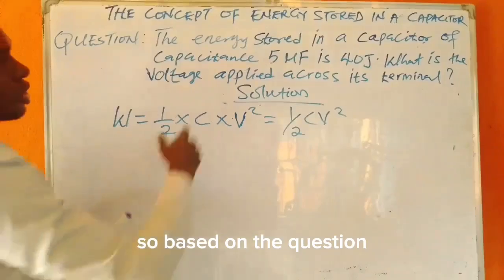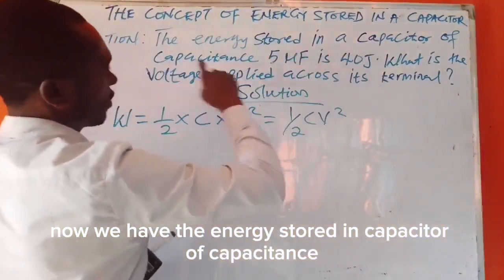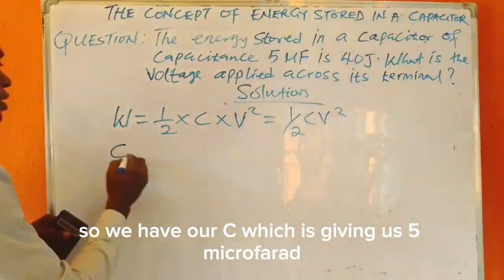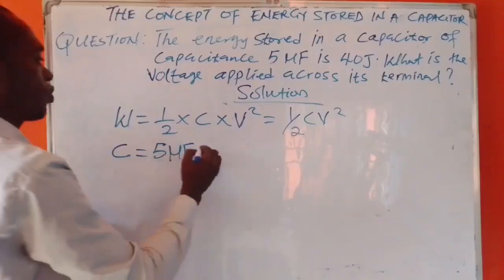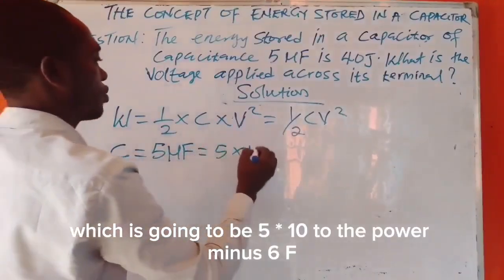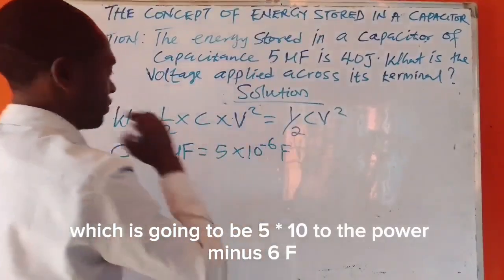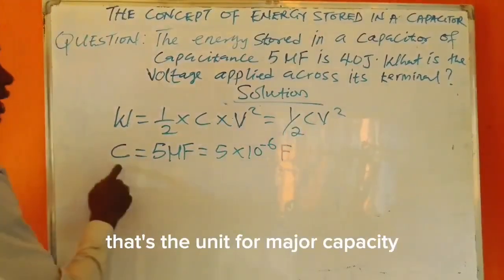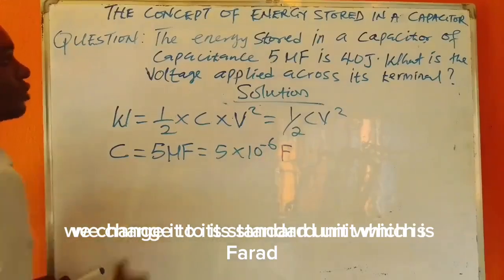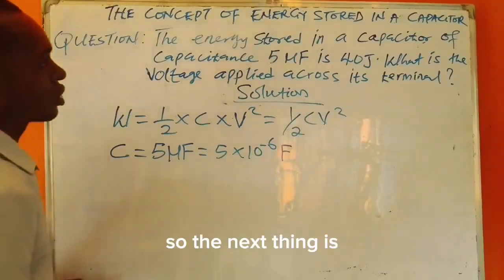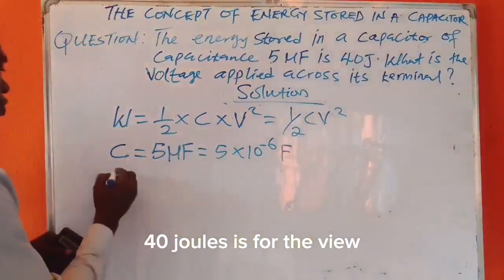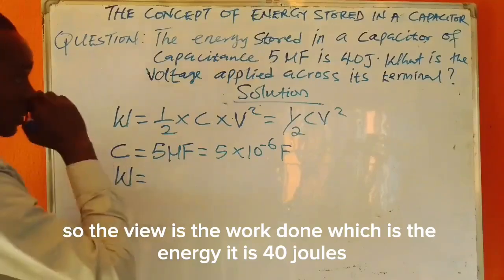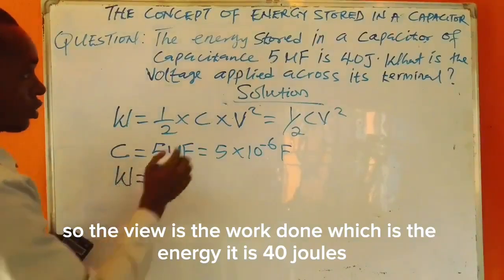So, based on the question now, we have the energy stored in a capacitor of capacitance. So we have our C, which is giving us 5 microfarad, which is going to be 5 times 10 raised to the power minus 6 F. That's the unit for measuring capacitance. We change it to its standard unit, which is farad. So the next thing is 40 joules is for W. So W is the work done, which is the energy.